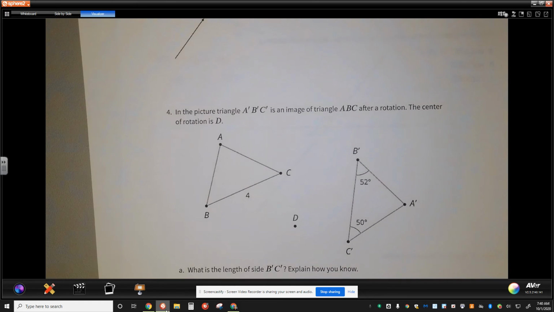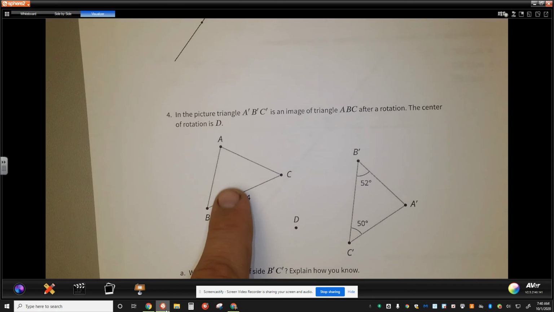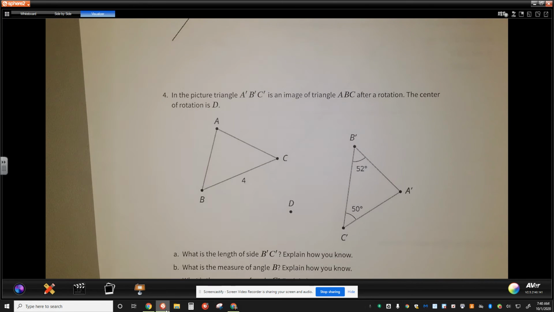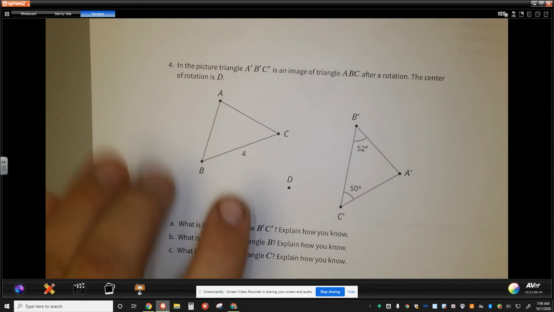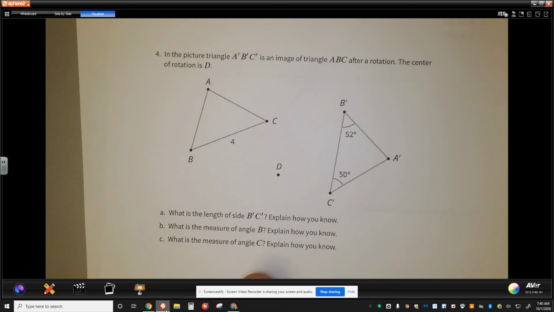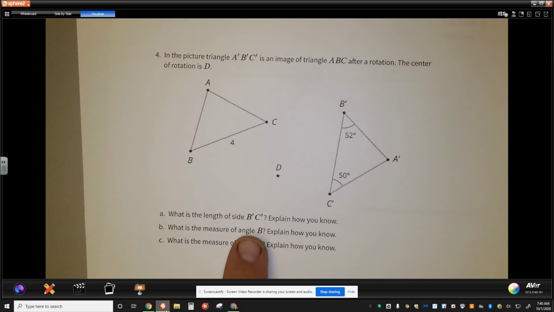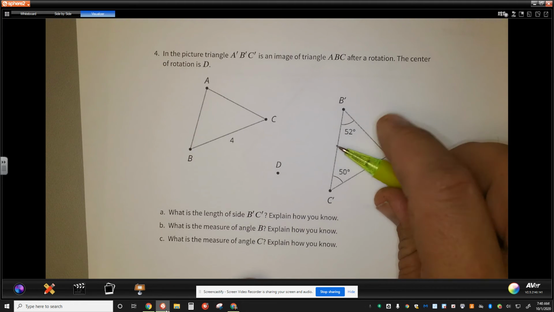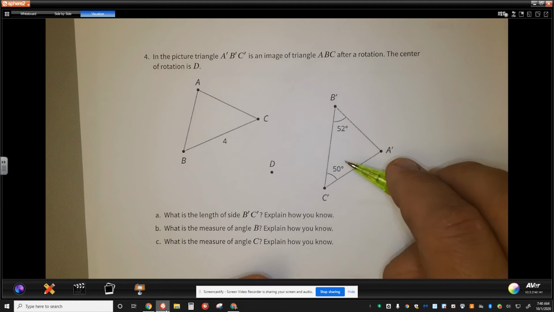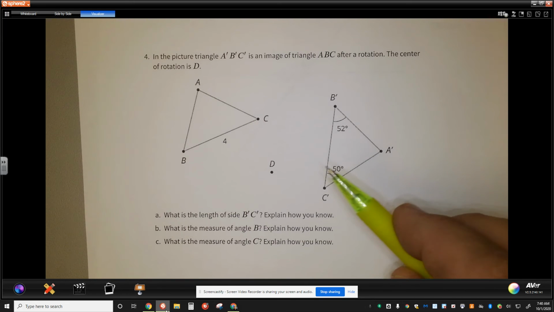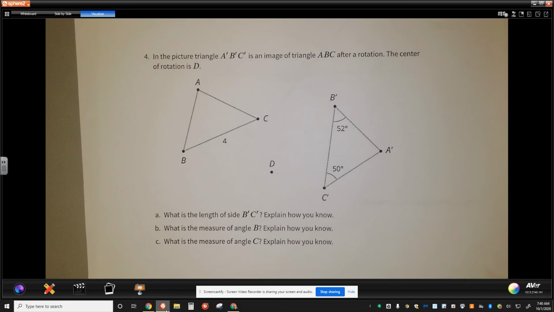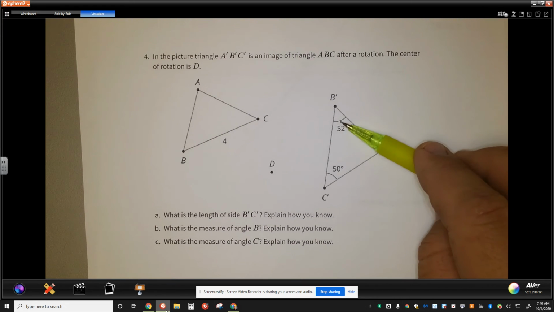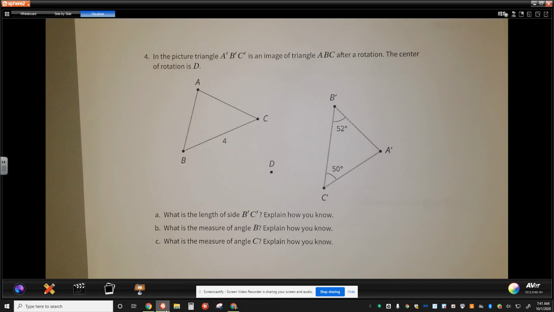Number 4, in the picture, triangle A'B'C' is an image of triangle ABC after a rotation. The center of rotation is D right here. What is the length of side B'C'? Well, in order to find this one, we're not going to use a ruler or anything. We're going to look over our other triangle, because we know under rigid transformation that all the corresponding side lengths are the exact same length and all the corresponding angles have the same angle measure.